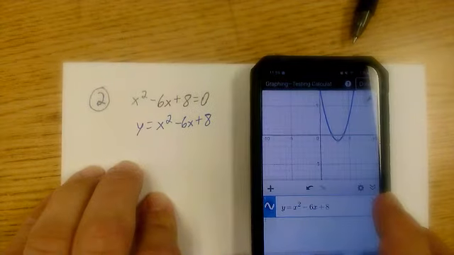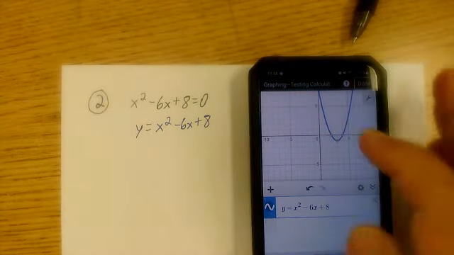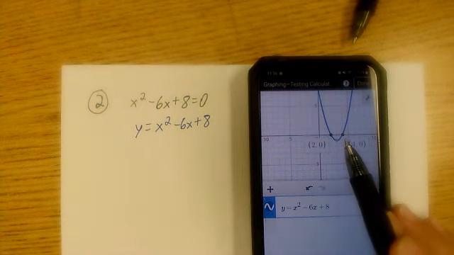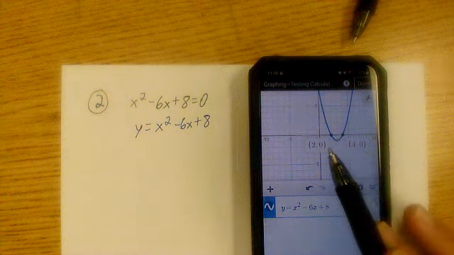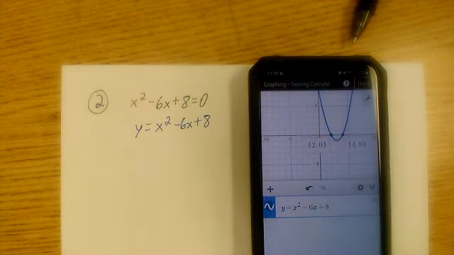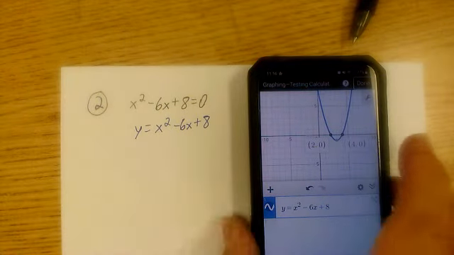All right, there we go. And now I can tap on the zeros. Again, do not click on the vertex. The vertex here at 3, -1, I really don't care about. It is only the x-intercepts that I care about, which are also called zeros. So my answers are x equals 2 or x equals 4.